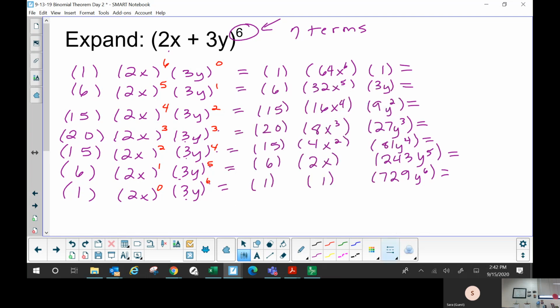All right, 1 times 64x to the sixth power times 1 is just 64x to the sixth power. Right? What is 6 times 32 times 3? 576, and x to the 5. You're going to do these in alphabetical order, so that's going to be x to the fifth y. Right? What is 15 times 16 times 9? 2160 x fourth y squared.